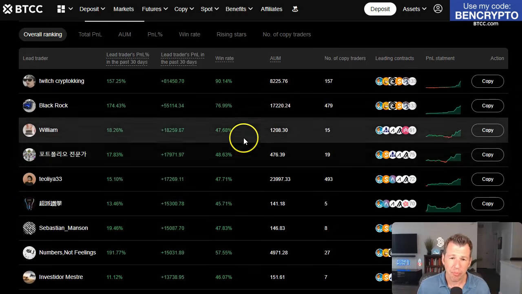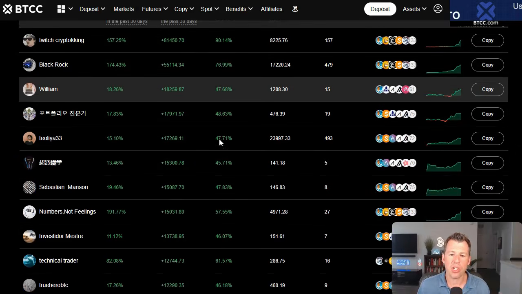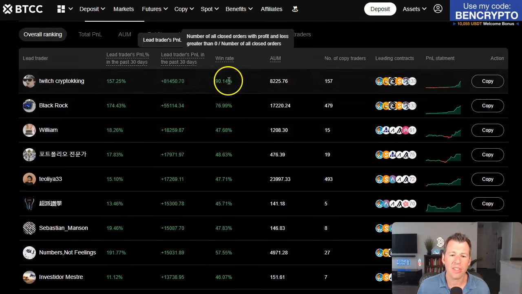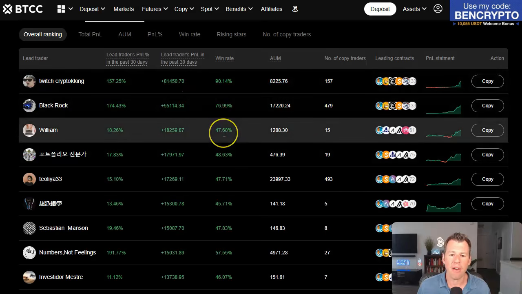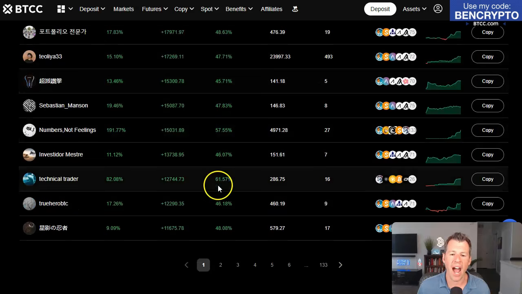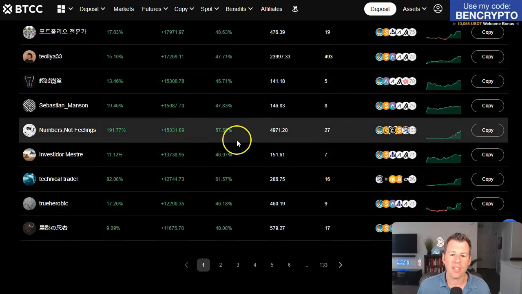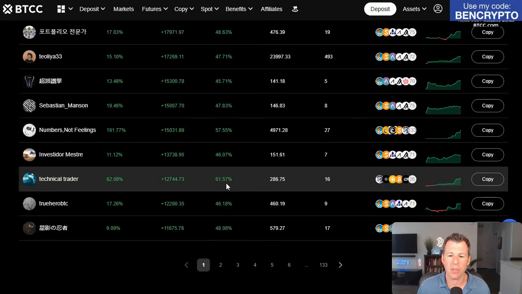The win rate. So you can see two traders clearly separate themselves. The guy we just looked at, 90% win rate. The number two plays 76% win rate. Pretty much every other trader is between 45 and 50%, except these two. But this guy here, 61% win rate, but he only has $286 in assets under management. Not enough.